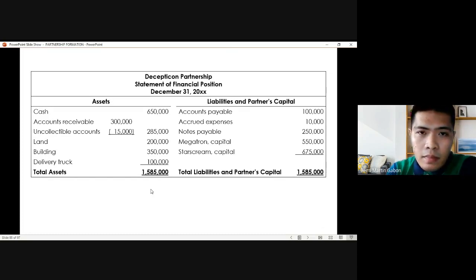Okay? So, ganun pa rin naman yung itsura ng statement of financial position. Wala naman akong binago. Yung assumption lang naman ng accounting yung binago. Okay? But at the end of the day, the same pa rin naman yung kalalabasan niya.